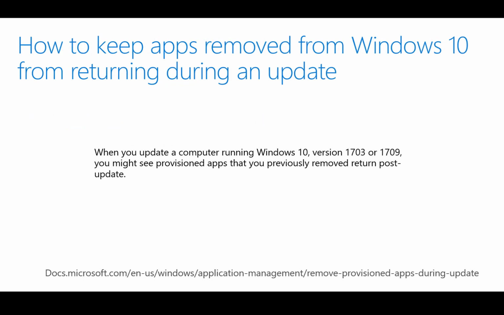How to keep apps removed from Windows 10 when you're doing an update. We've had this happen quite a bit in the past where you all customized your image, you stripped out apps in the process, then you do the upgrade and they come back. So when you're upgrading from 1703 to 1709 or 1511 to 1709, you might see provisioned apps that you previously removed return post-update. This can happen if the computer was offline when you remove the apps originally. This issue was fixed in Windows 10 version 1803, so yet another reason to just go to 1803.